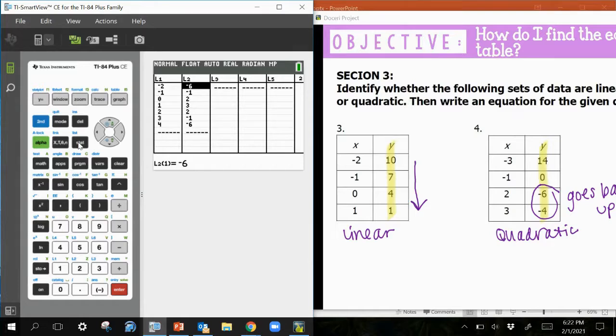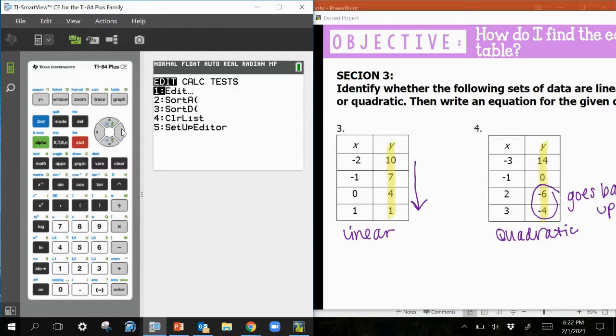Now, if you already have numbers in here, remember you go up to L2 and press clear down. L1, clear down. And we're going to put -2, -1, 0, 1. And then the y values, 10, 7, 4, 1. Now we press stat again. Now we want to calculate our table, and we're going to choose 4, linear regression, because we said this table was linear. So I just hit the 4 key, press enter until you get to calculate, and here is our equation.